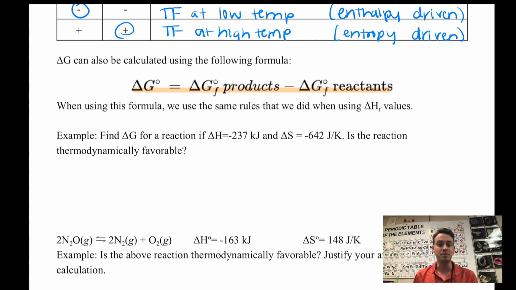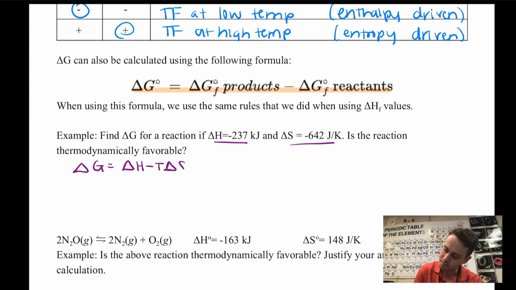Is the reaction thermodynamically favorable? So we're given a delta H and we're given a delta S. So I'm going to use my Gibbs formula, which looks like this.